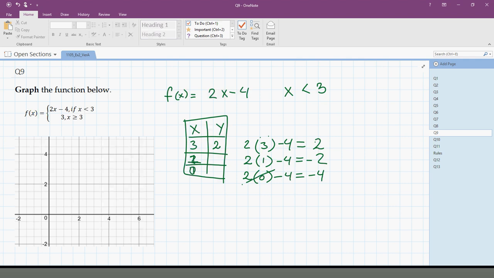So if I go here to the graph, I'm going to start in 3, 2. 3 for x, which is right here, and 2 is here. And because of the inequality symbol, it's going to be an open dot. And then the next point is going to be 1, negative 2, right here. And the other one, we don't see it, so we know it's going to go this way. And it keeps on going in that direction.